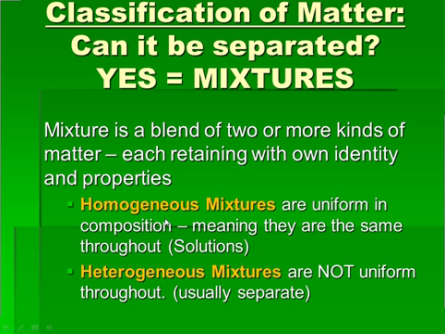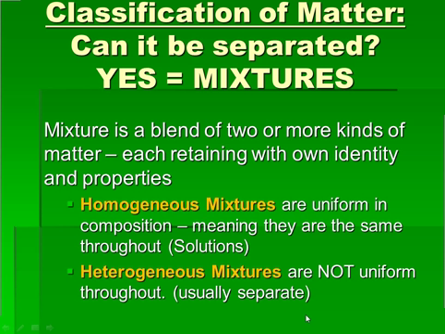The opposite of a homogeneous mixture is a heterogeneous mixture. Hetero in Latin means different or other, and so heterogeneous mixtures are not uniform throughout. You can usually separate these. So with heterogeneous mixtures, a lot of times the heavier particles will separate out of them, and in order to get the mixture back together, you have to shake it up or stir it up.